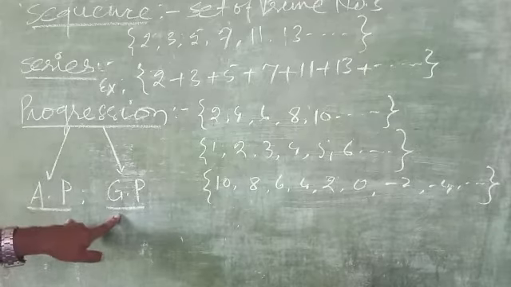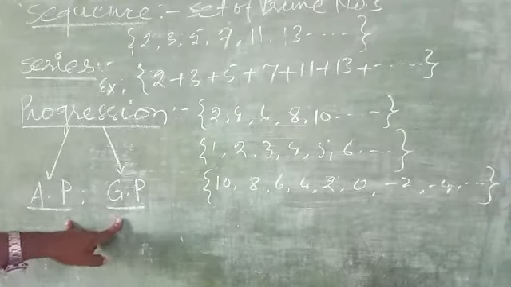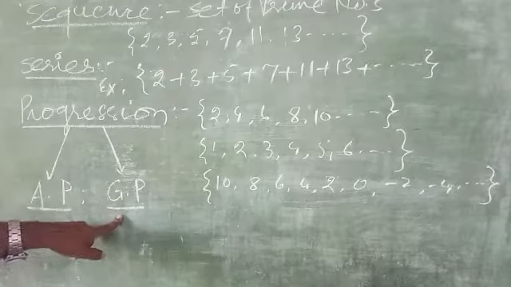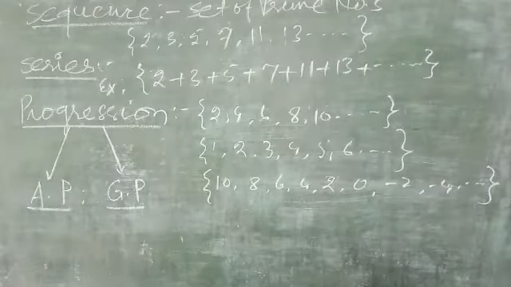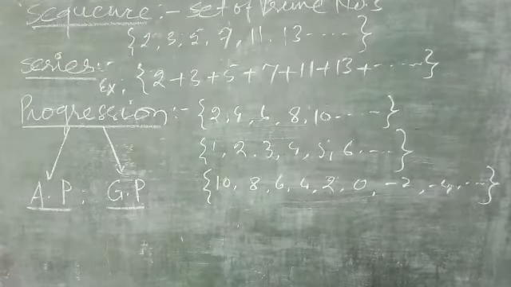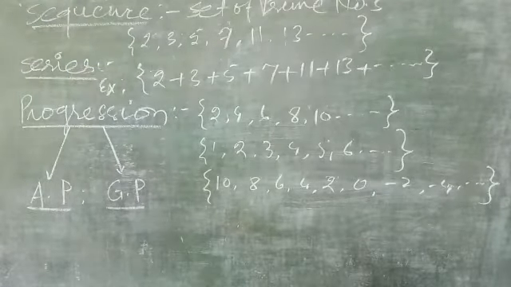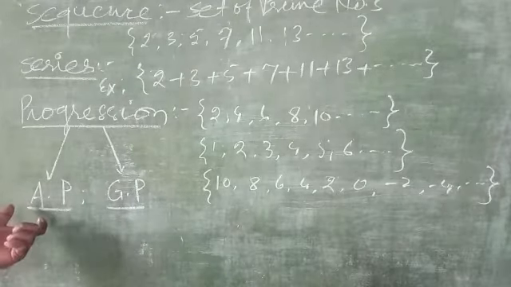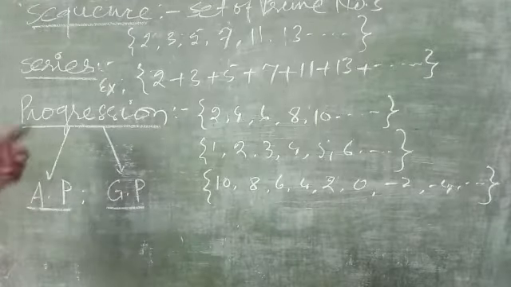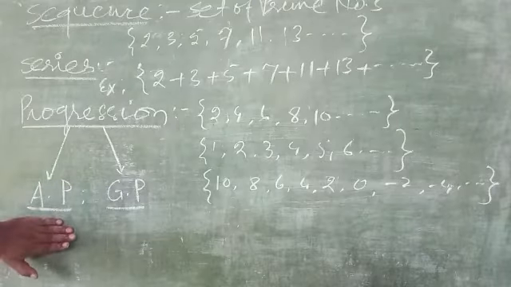Both must follow a definite rule. They will have to follow a mathematical rule. So this is the arithmetic progression. Finally, we can say arithmetic progression can be defined as the set of numbers which follows some definite rule and comes after adding or subtracting a particular number in the sequence. They are called arithmetic progression.